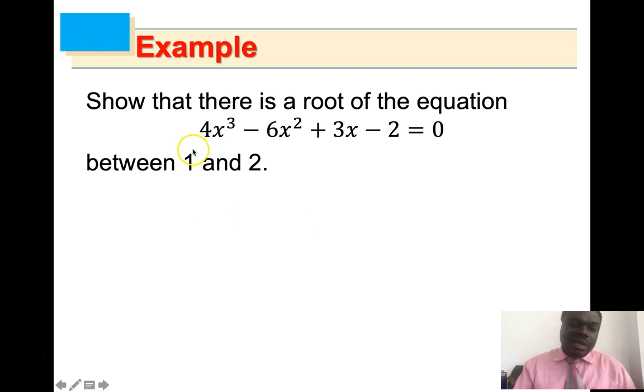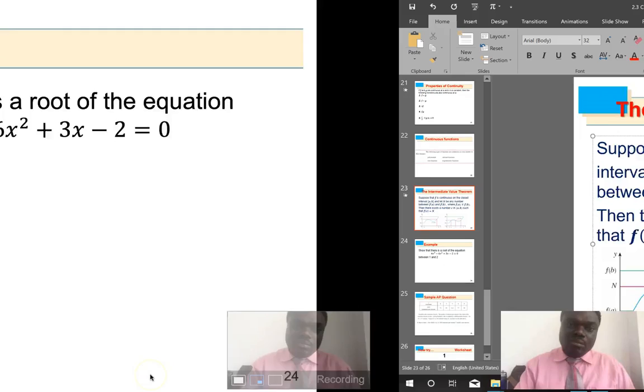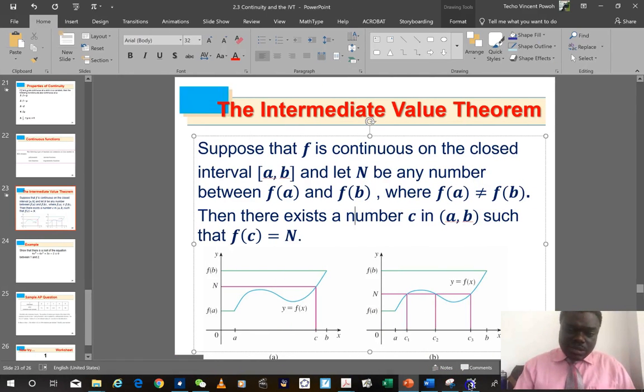Because a root means that f of c will be equal to 0 at some point. So we have to prove that between a equal 1 and b equal 2, there is some point at which the function is equal to 0. So how can we prove that? We just use our calculator.